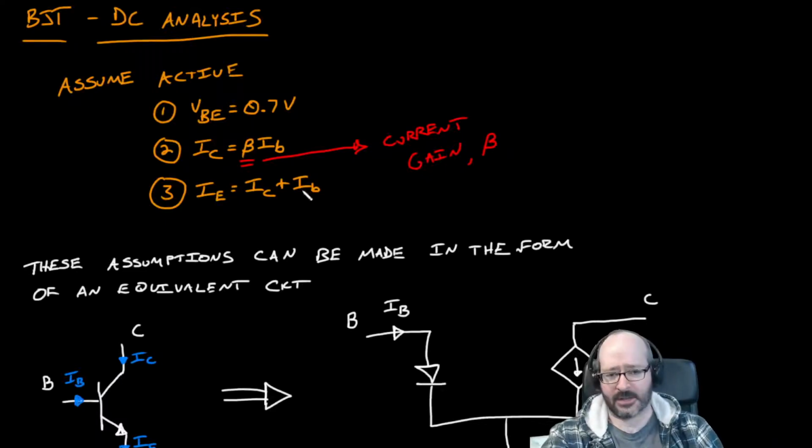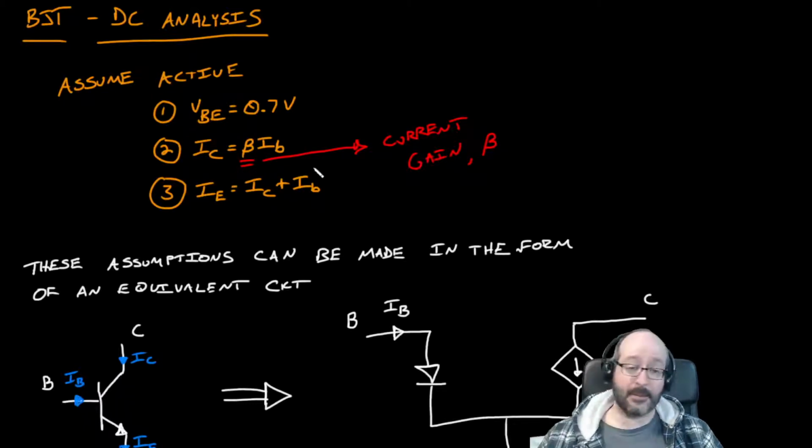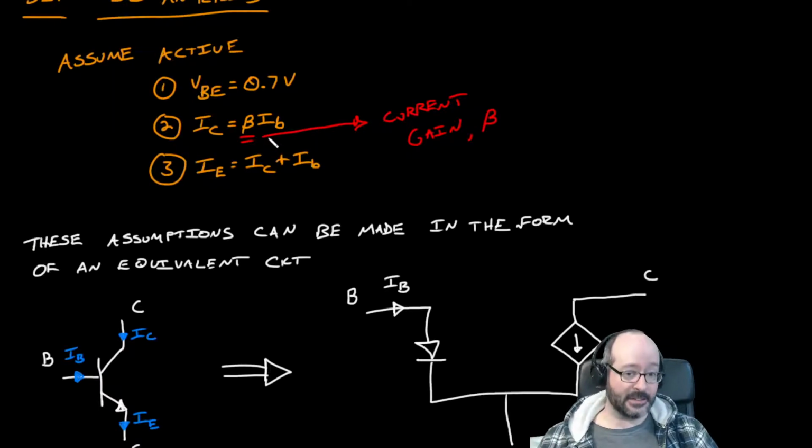And all we do is take the current flowing into the base and we multiply it by beta to get the current flowing into the collector. So we can make that assumption. That's a nice linear assumption.